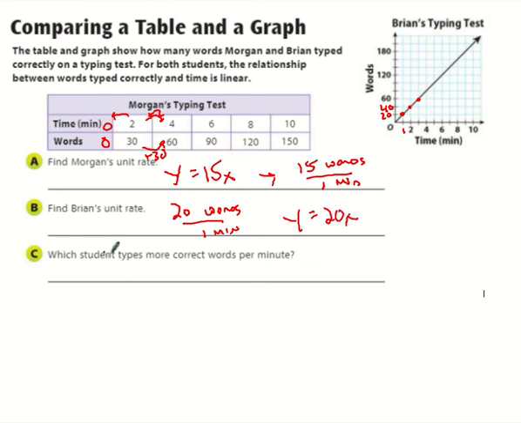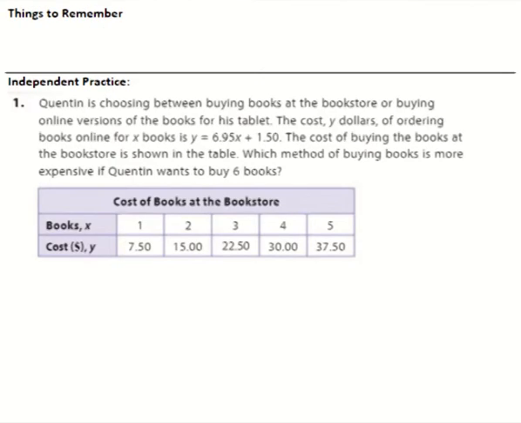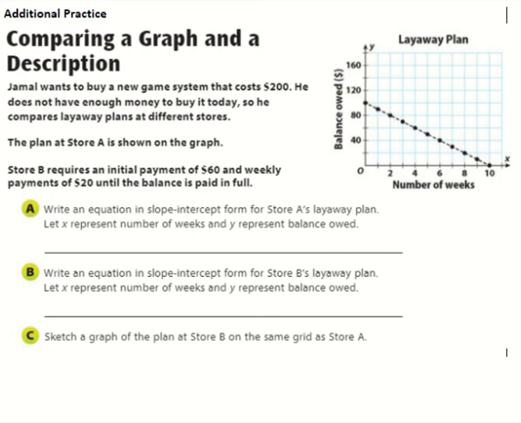So the student that types more correct words per minute is just Brian. And we figure that out by finding their unit rates and then comparing them. Okay. Well, let me see how many more we got. This is the last one.